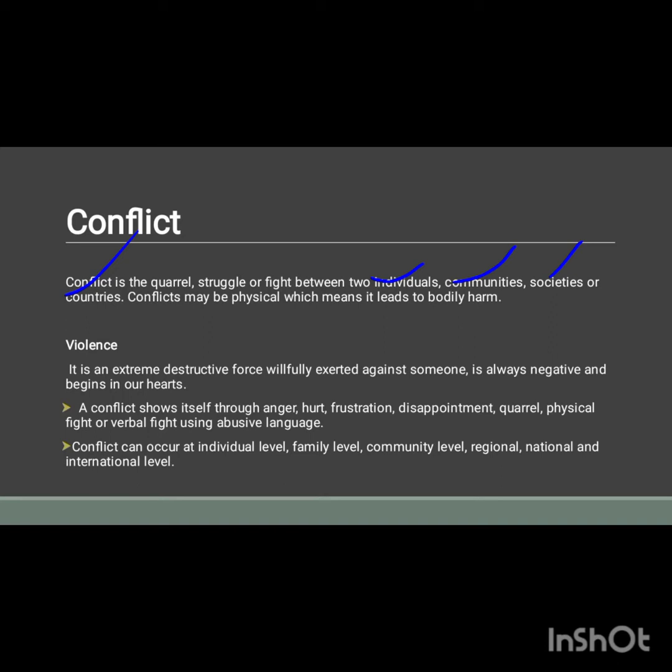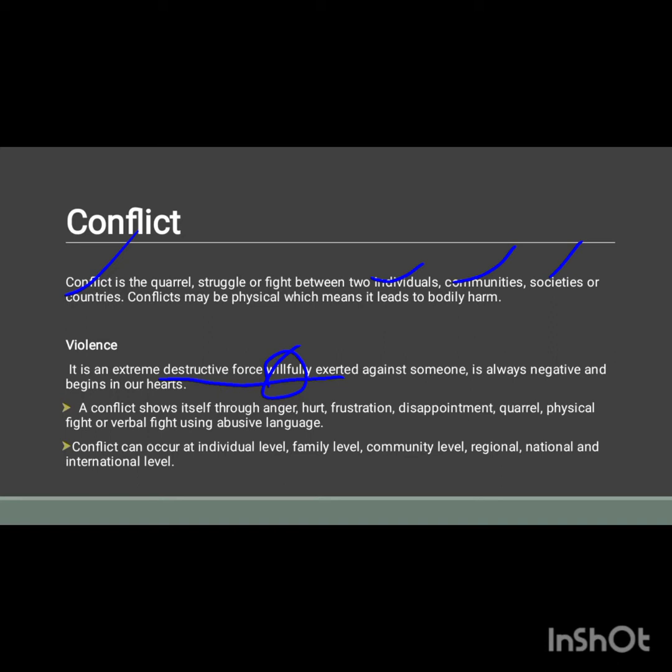What is violence? It is an extreme destructive force willfully exerted against someone. It is always negative and begins in our hearts. That is violence. Extreme destructive, to destroy. Then this force is willfully exerted against someone. You intended to do that. You plan to do it. That is willfully. You plan to do it.